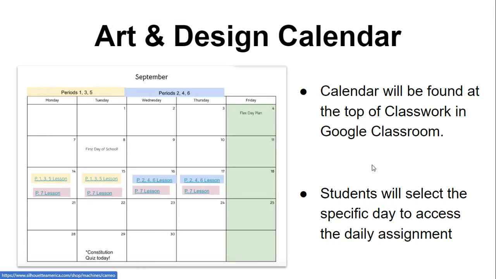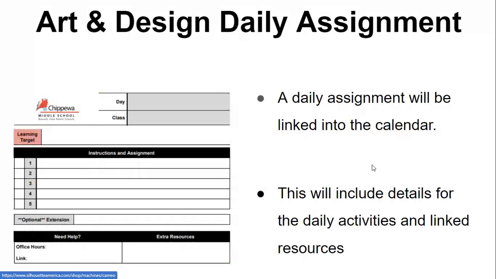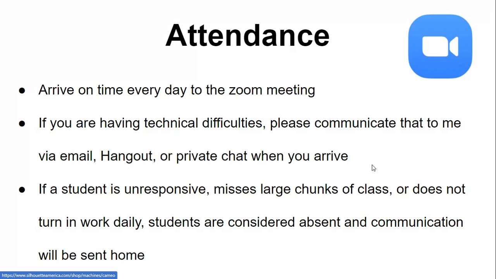Art and Design Calendar. The calendar will be found at the top of the classwork in Google Classroom. Students will select the specific day to access the daily assignments. So your first step every day is to go to the course calendar and click on the daily assignment doc. A daily assignment will be linked into this calendar. This will include details for the daily activities and linked resources. There'll be steps, presentations, and helpful videos.